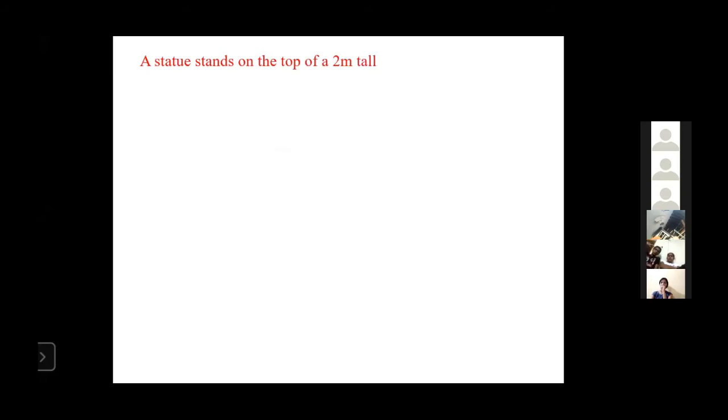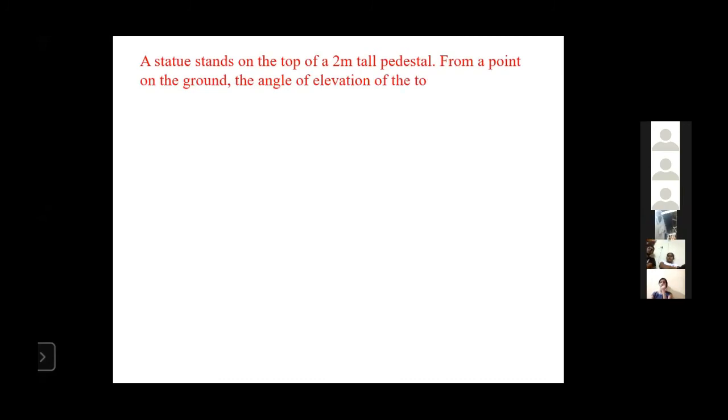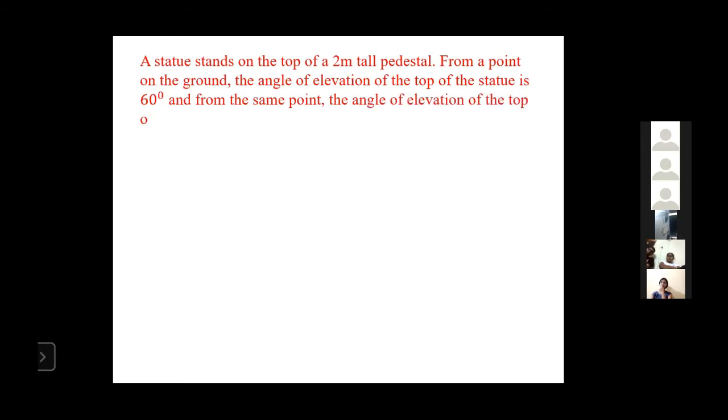Now I am moving to the next question. A statue stands on top of a 2-meter tall pedestal. From a point on the ground, the angle of elevation of the top of the statue is 60 degrees, and from the same point, the angle of elevation of the top of the pedestal is 45 degrees. Now they ask you to find the height of the statue.